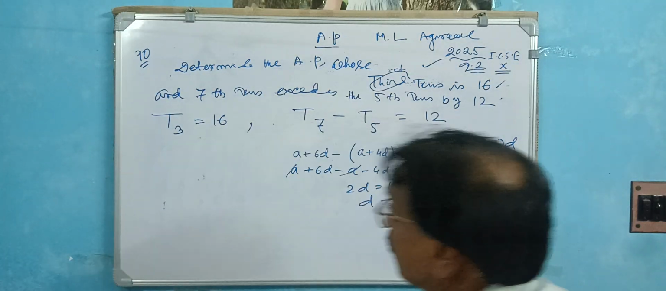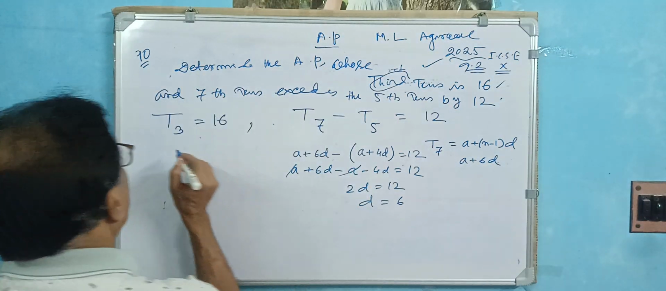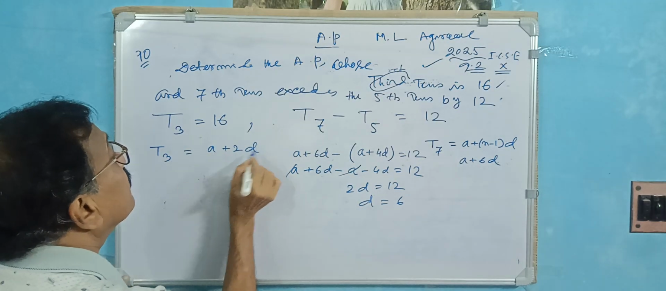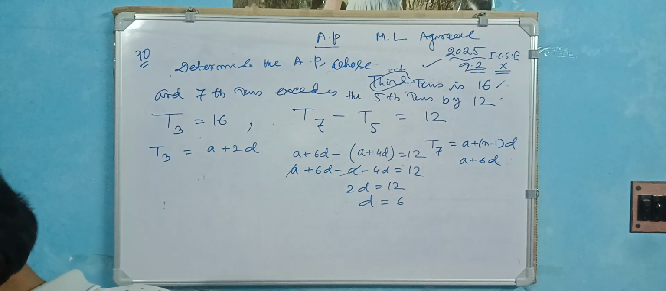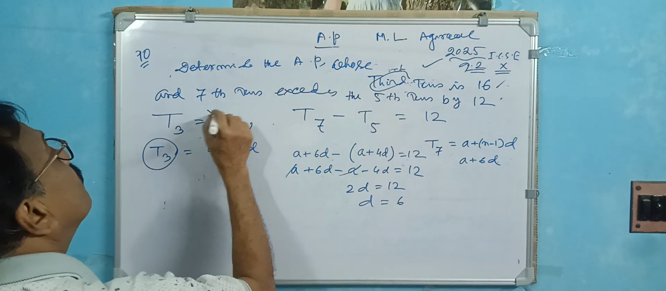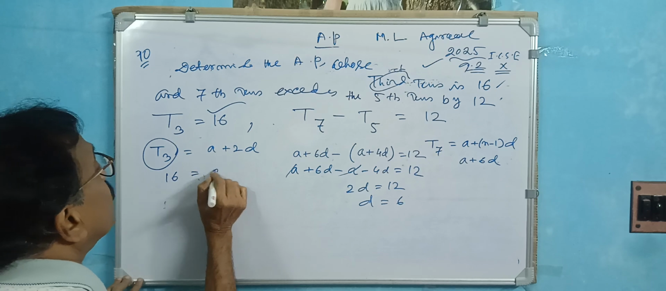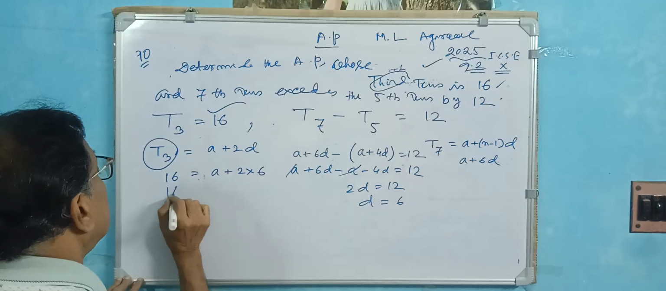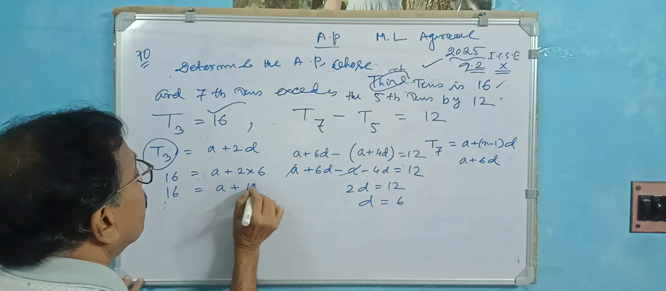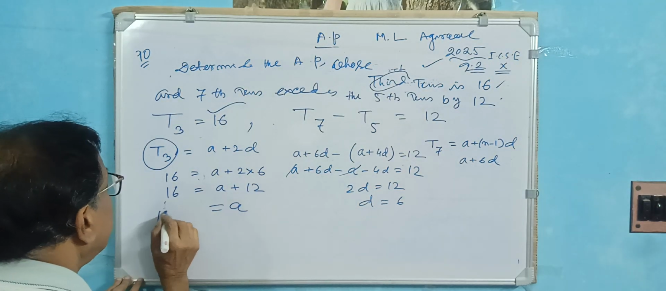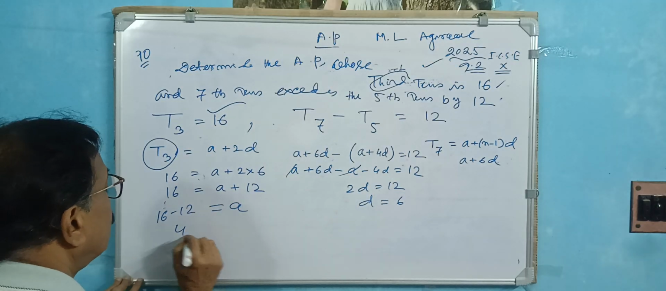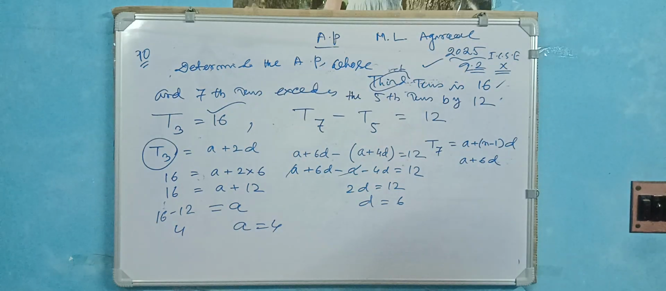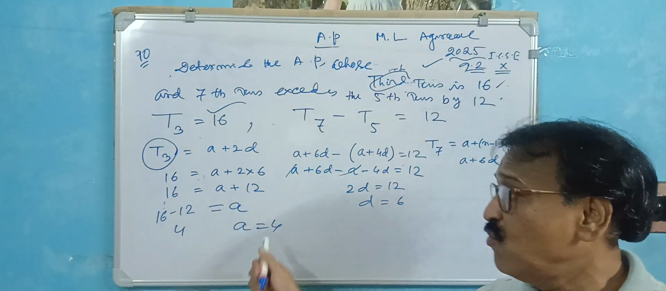So T3, from here, put the value of T3, that means a plus 2d. So what is the value of T3? Value of T3 is 16. So a plus 2d, and the value of d is 6. So 16 is equal to a plus 12. So what's the value of a? 16 minus 12, so that is 4. First term is 4 is coming.